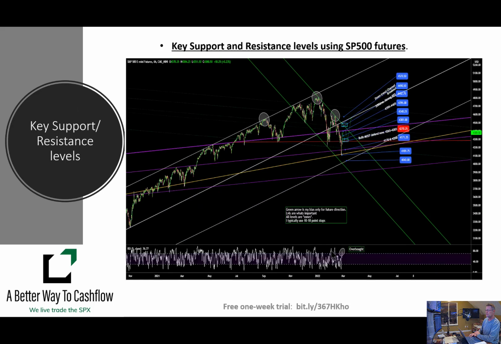Some key support resistance areas that I'm looking at, I've been talking about this for a very, very long time right now: 4260 to 4280 on the ES, on the S&P futures. 4260 is my real sort of drop dead bottom support level that this market needs to hold. It's come down and touched the 4260, 4280 level about a dozen times since the start of this year, 2022. It's held every single time, but each time that it's touched it, it's gotten a little bit weaker, a little bit weaker, a little bit weaker.